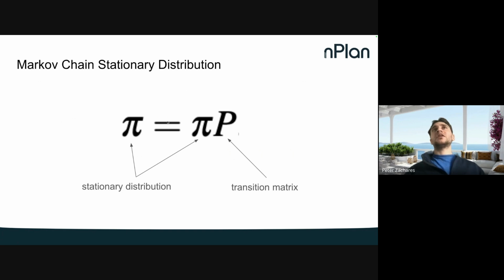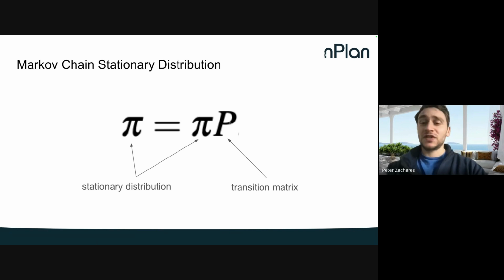A lot of the math that I'm going to show you is for a discrete Markov chain with a finite number of states. I think that the math I'm showing you translates pretty easily to continuous, but if anyone doesn't think that's the case, please correct me. But here's an equation which describes a stationary distribution of a Markov chain.